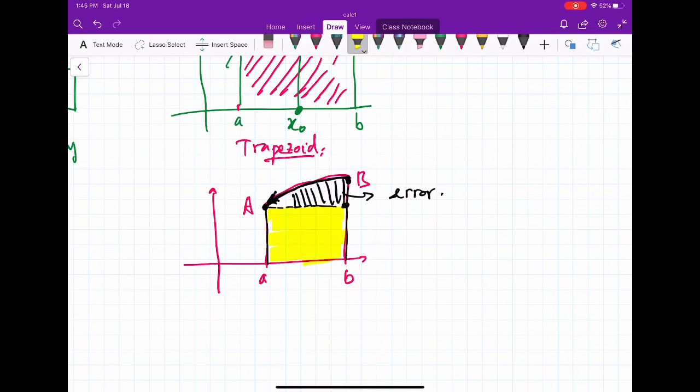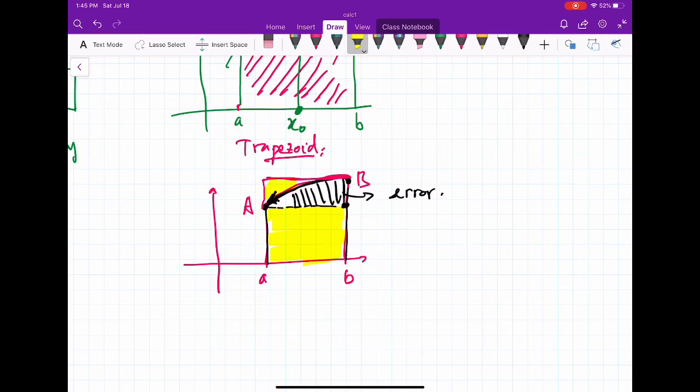Again, if you don't want the left endpoint, you may choose the right endpoint. But in this case, your error looks like this. And of course, when B approaches A, the error approaches 0. When the error approaches 0, you get the exact area.